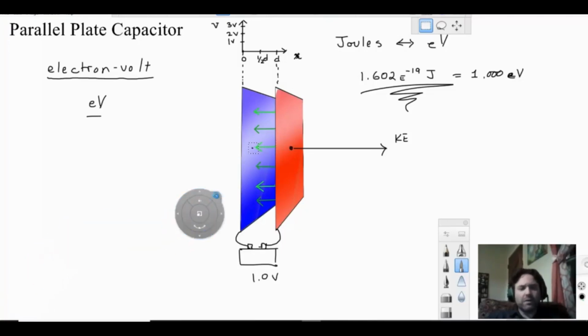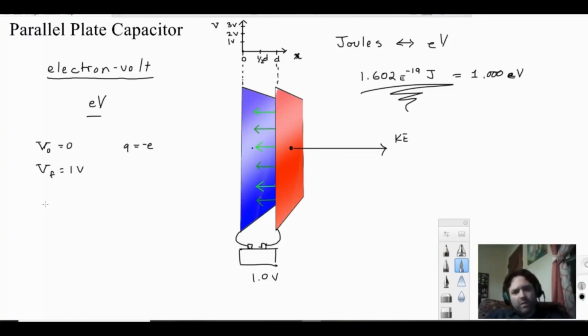Absolutely we can. Why not? We know conservation of energy now, right? So if we were to take a look at the energy of this situation, we might say, well, what's the voltage initial? It's 0. What's the voltage final? What's the charge of an electron? Well, it's negative e, where e is 1.602 times 10 to the negative 19 coulombs. So if we look at the initial energy, the initial kinetic energy is 0, and the initial potential energy is also 0, because the voltage is 0 initially.